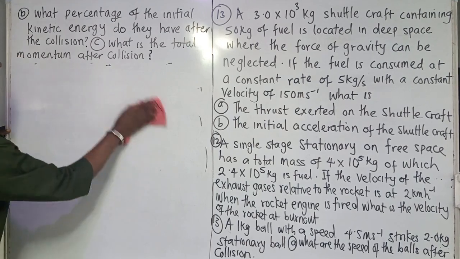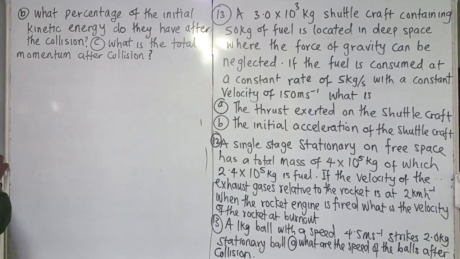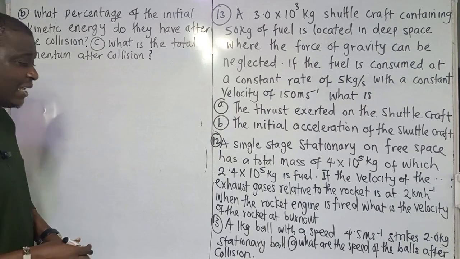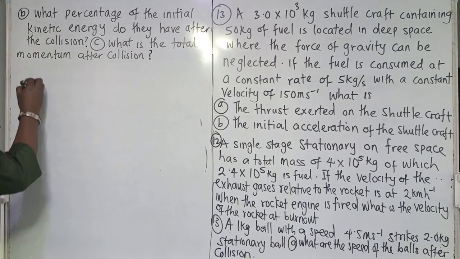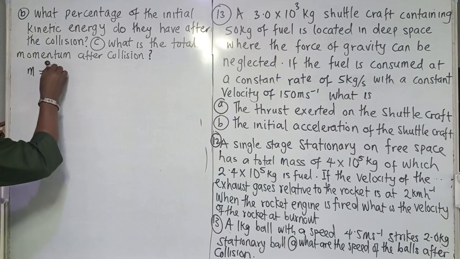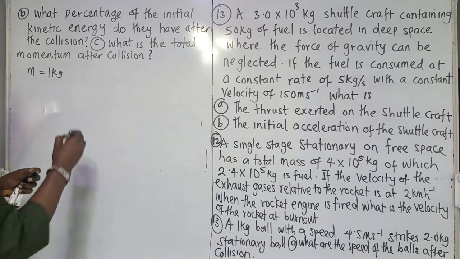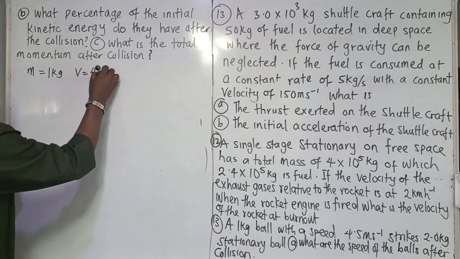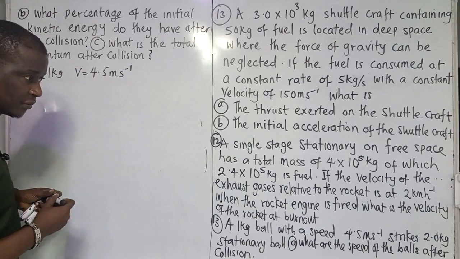The last question, I have 3 sub-questions under it, though very direct and straightforward. Now, what we are going to do is say: a 1 kilogram ball, that means the mass of the ball is 1 kg, with a speed of 4.5 meters per second.